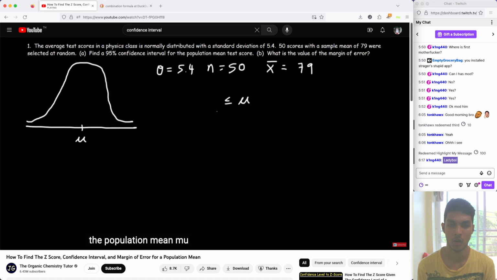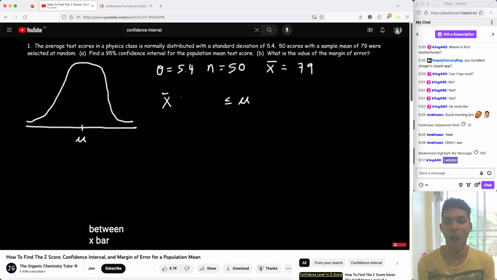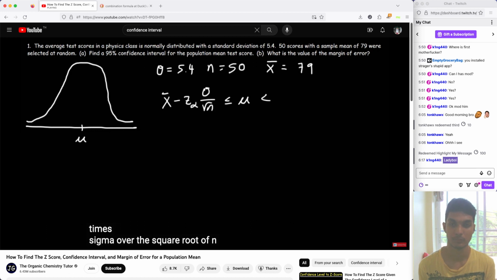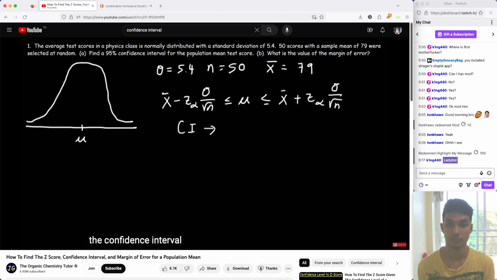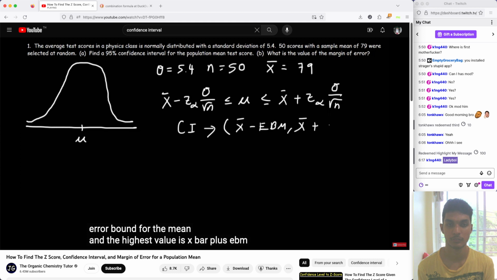The population mean, mu, is going to be between x bar minus z alpha times sigma over the square root of n, and its upper bound is going to be x bar plus z alpha times the population standard deviation divided by the square root of n. The confidence interval is going to range between the lowest value, x bar minus the EBM, the error bound for the mean, and the highest value, x bar plus EBM.